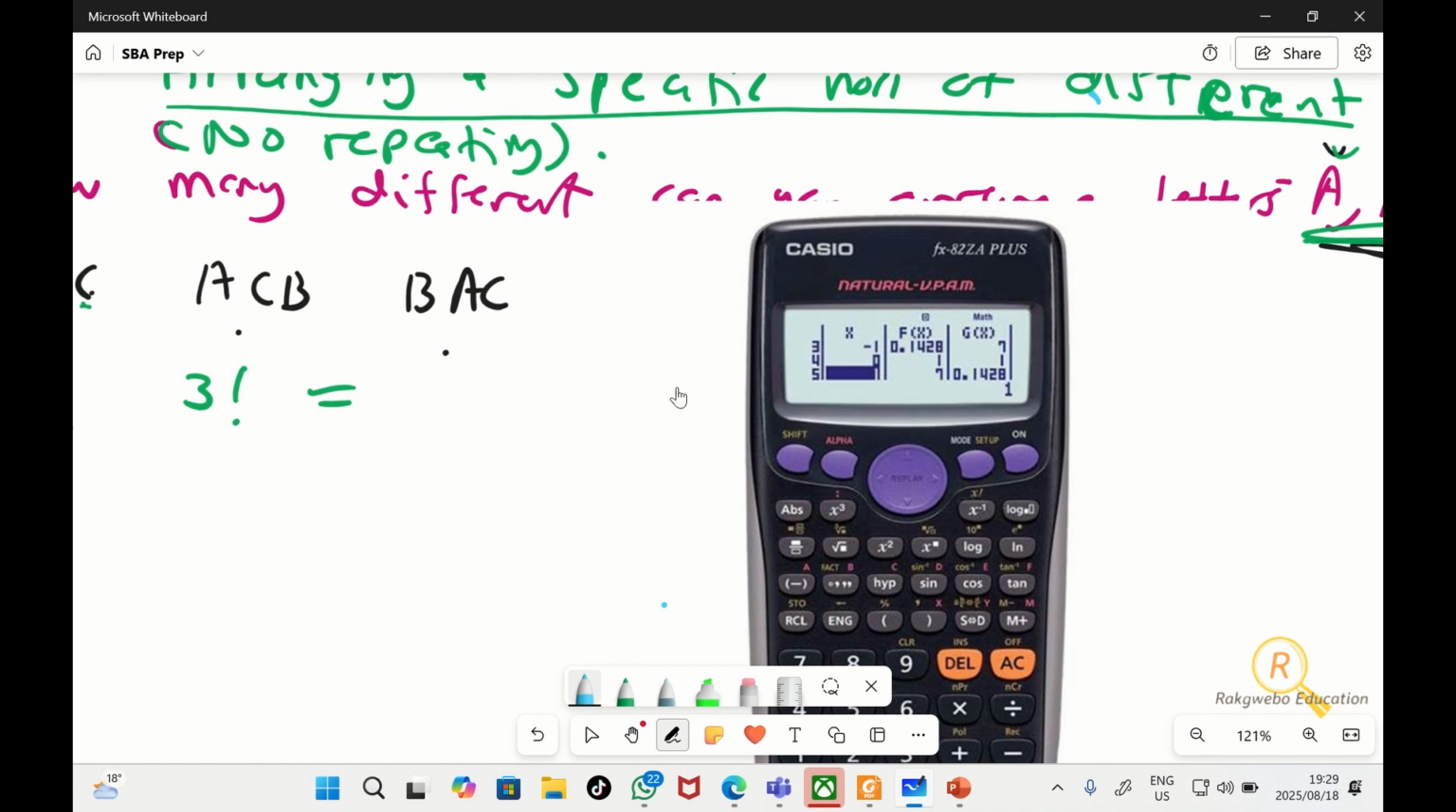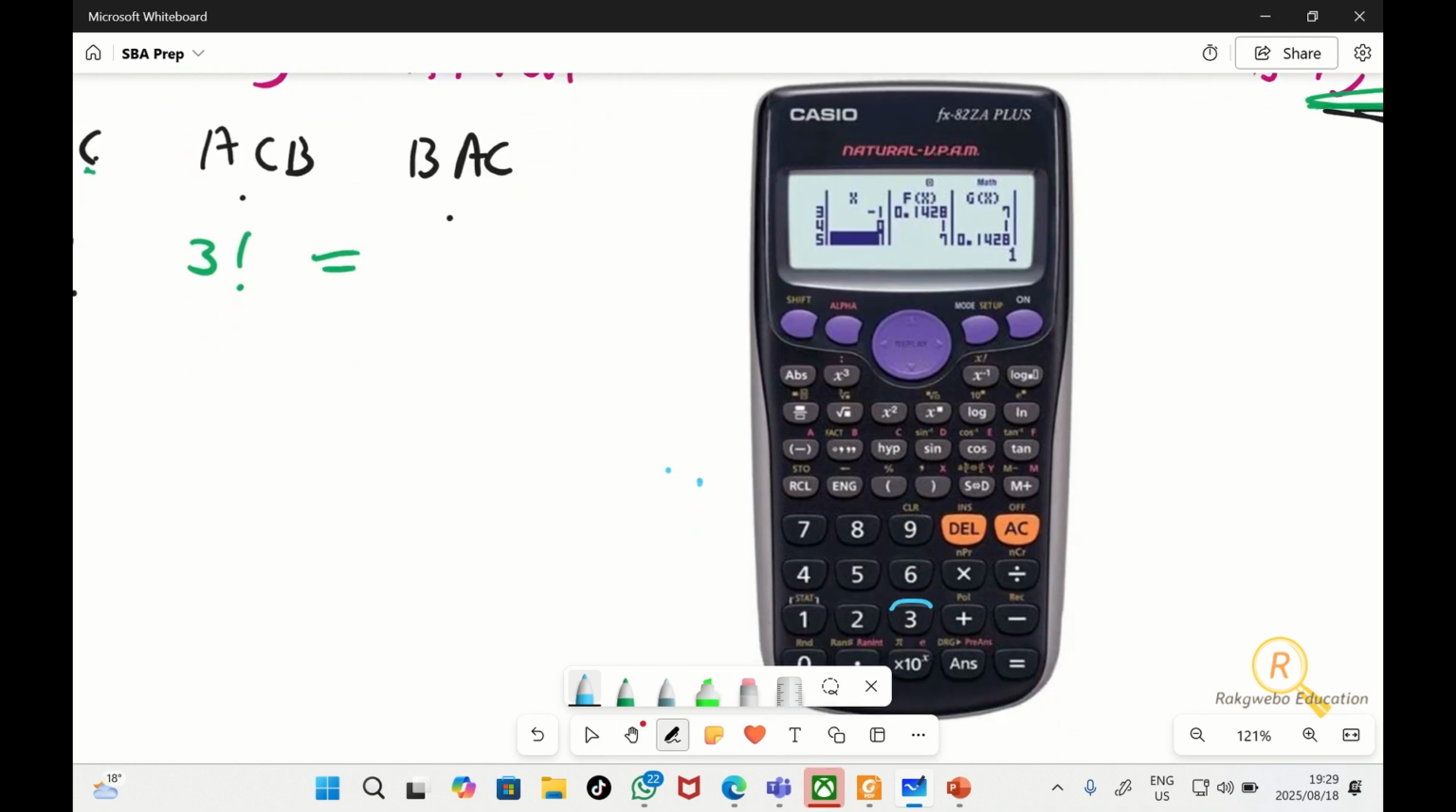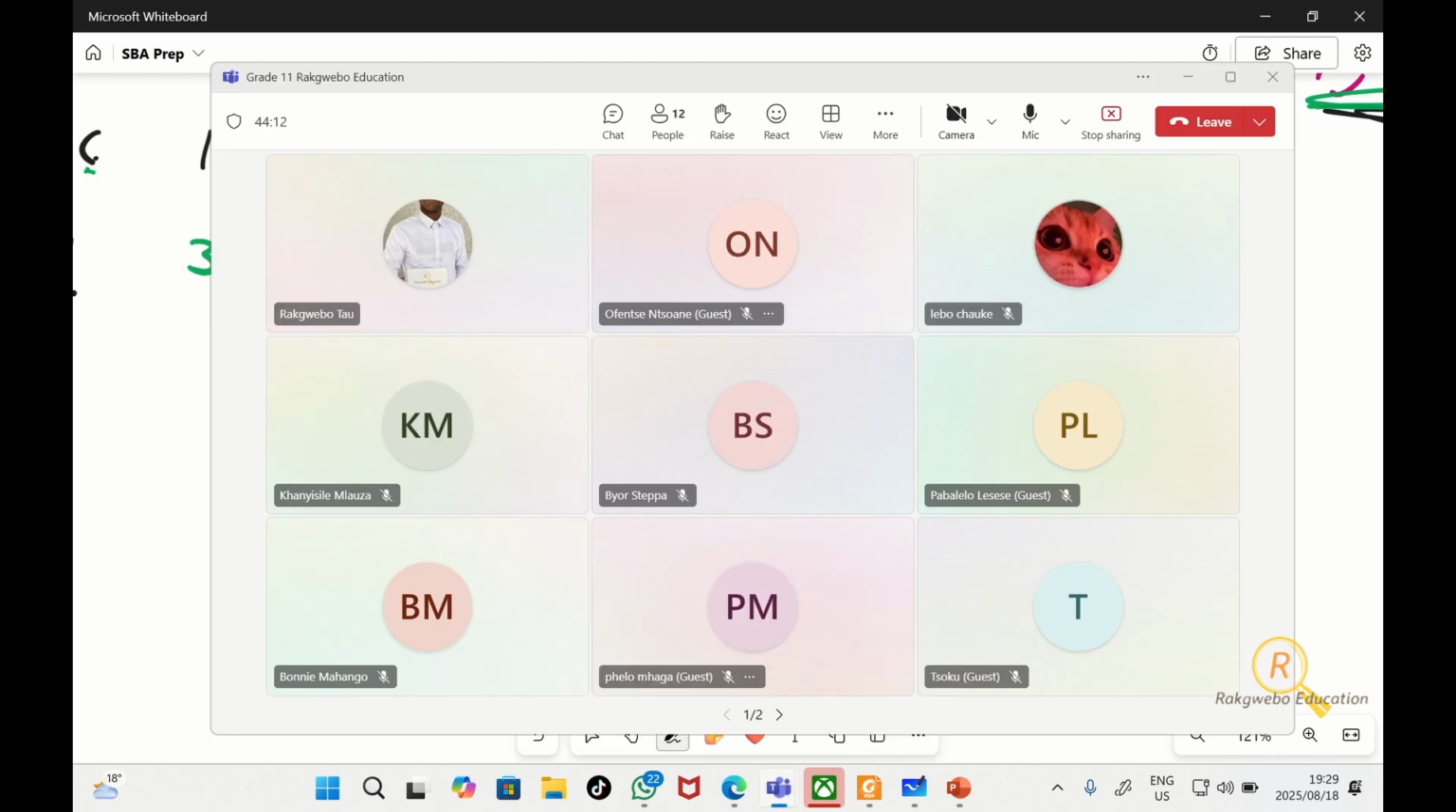How do we do that? We first of all punch 3 onto your calculator. After punching 3, press shift, and then this button over here. This will give you an answer of 6. Please confirm if you got the answer of 6.